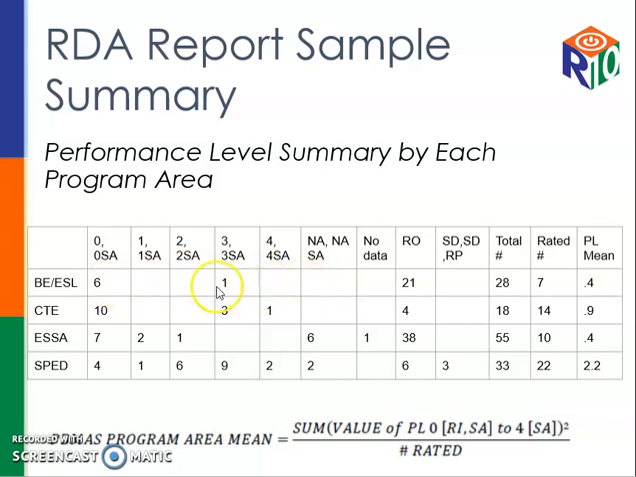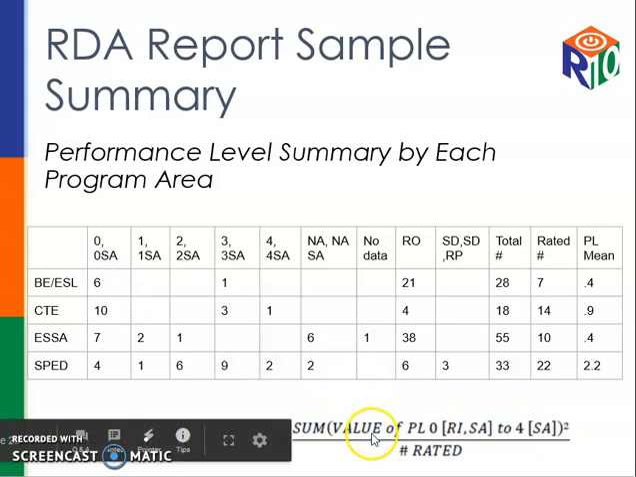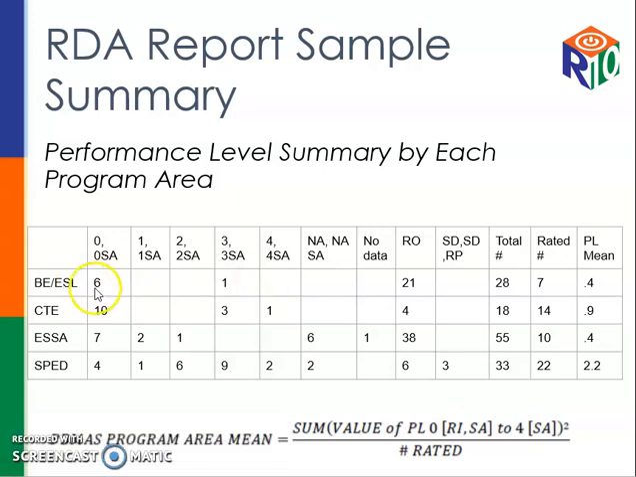In this scenario, what you would do is find the value of each performance level and divide that by the number rated. So you would do 6 times 0 is 0, plus 1 times 3 is 3, and you will divide that by the number rated. So divide by 7, you will have a PL mean of 0.4.